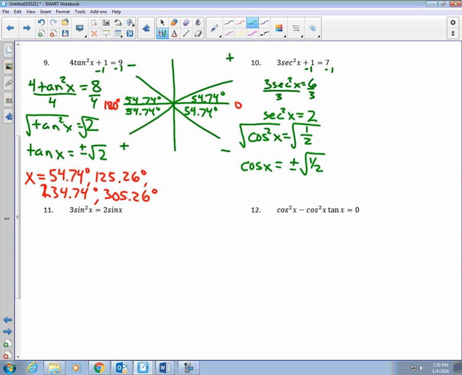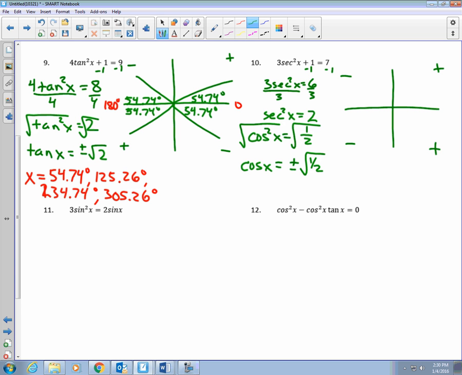Now, some of you may look at this and you're like, well, you would have the square root of 1, which is 1, and then the square root of 2, so you need to rationalize the denominator. Because this is not our final answer, we don't need to do that. We just need to come up with a decimal and inverse it. So, cosine is positive or negative. Where is cosine positive? Which quadrants? 1 and 4. Where is cosine negative?